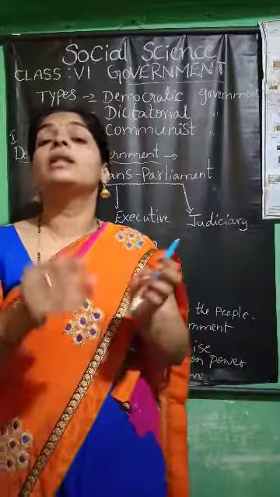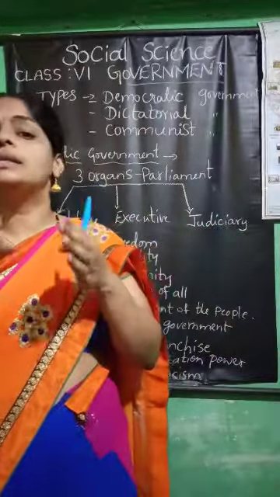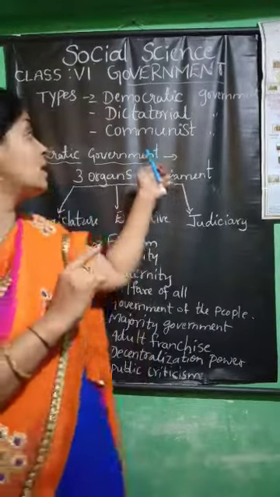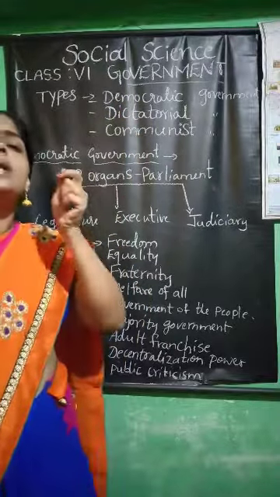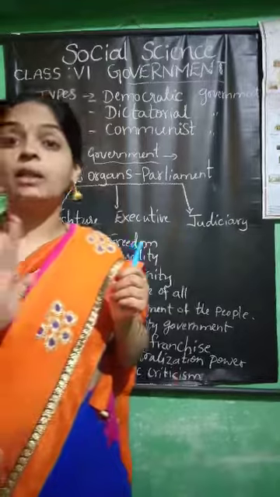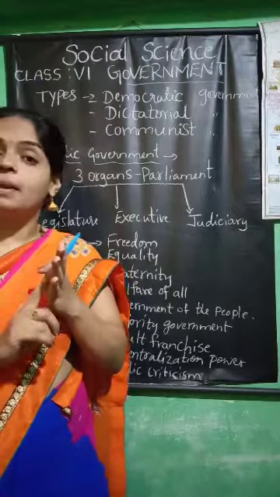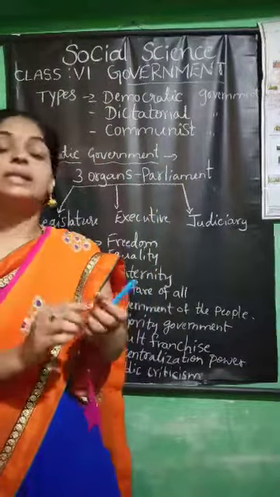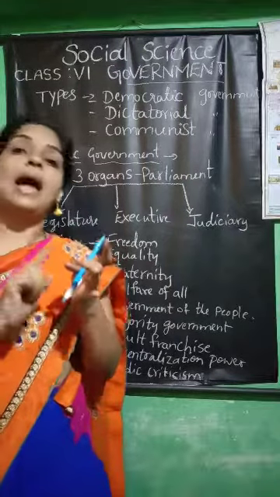In government, there are three types of government. It is not only in India, all over the world there are three types of government. One is democratic government, the second is dictatorial government, the third is communist government. Democratic government, I already said, is of the people, by the people, for the people. For example, the 16th president of America, the name is Abraham Lincoln. He said what is democracy? What is democratic government? According to Abraham Lincoln, of the people, by the people, for the people.